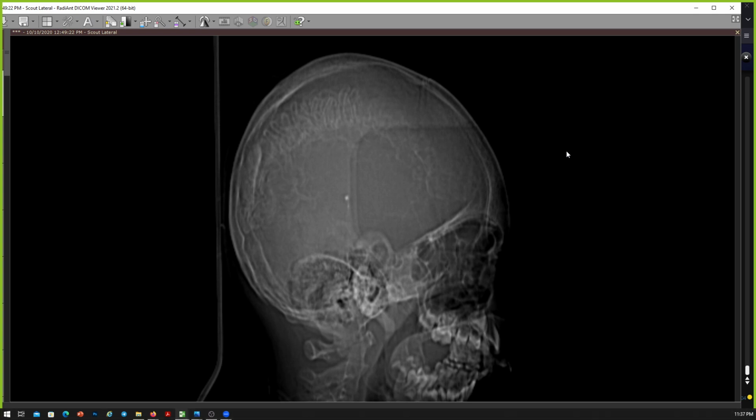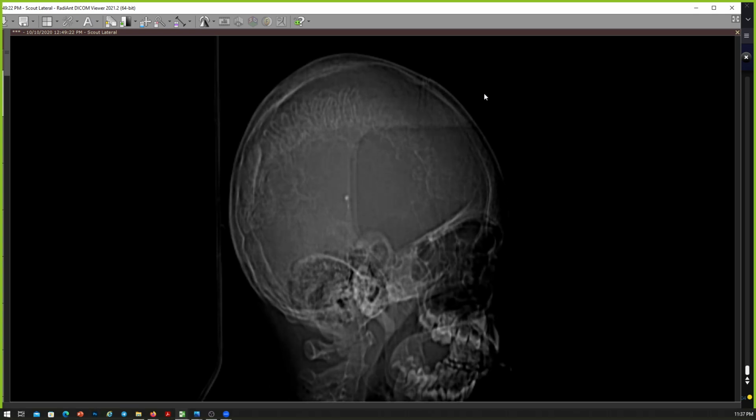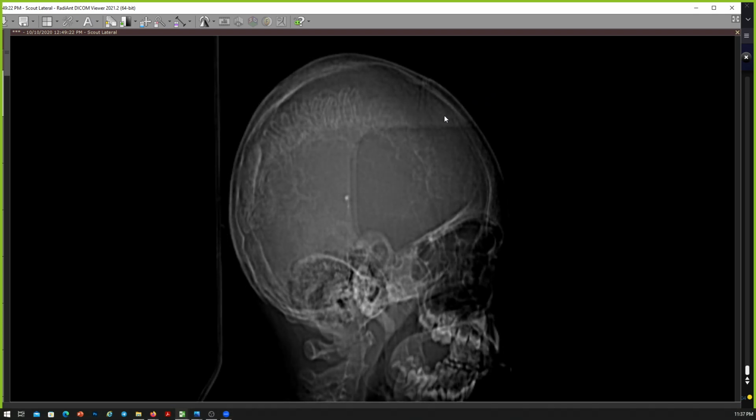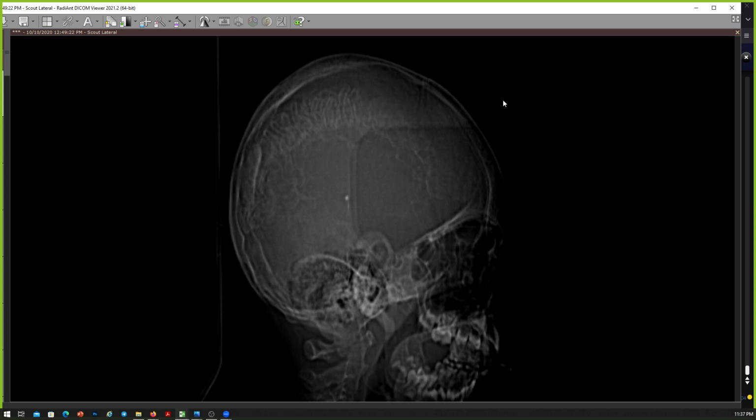I can appreciate evidence of calvarial thickening involving the whole calvarium, mostly at the parietal and occipital regions, in addition to multiple curvilinear calcifications seen in... Which ones? Could you please point it out to us? Those.